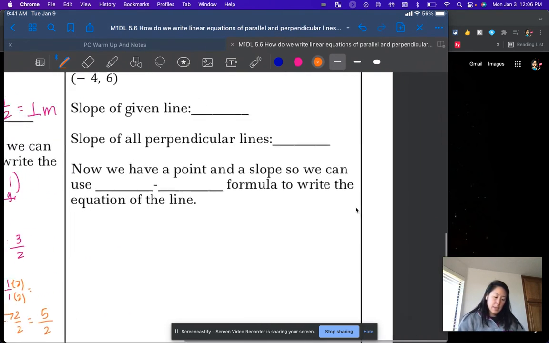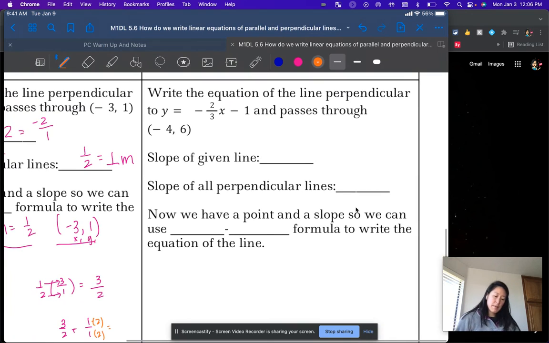Let's move on to the next one. Okay, write the equation of the line perpendicular to y is equal to negative 2 over 3x minus 1. So the slope of the original is negative 2/3. The slope of perpendicular lines would be opposite reciprocal. So the perpendicular slope is, flip the numerator and the denominator. So 3 over 2. The sign was negative, so our new slope will be a positive 3 over 2.